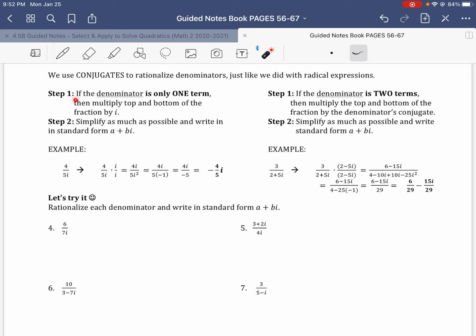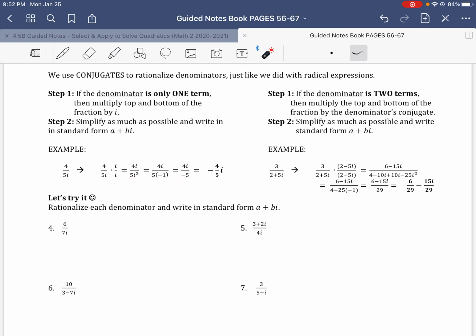So in order to do that, if the denominator is just one term, you really just need to multiply the top and bottom by i. And that allows the i to come out of the denominator. Just simplify as much as possible. Notice down here at this example, we've got 4 over 5i. If I go ahead and multiply the top and the bottom just by i, then I end up with on the top 4i, over 5i squared. The i squared is equal to negative 1, so that denominator really just becomes negative 5.